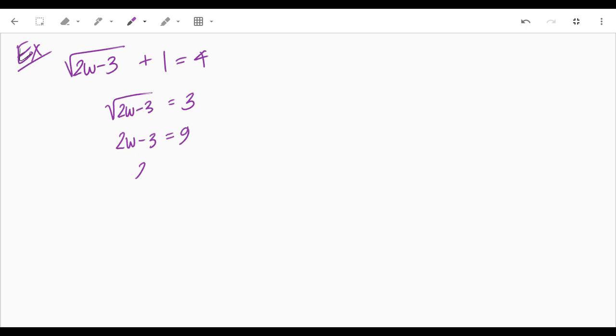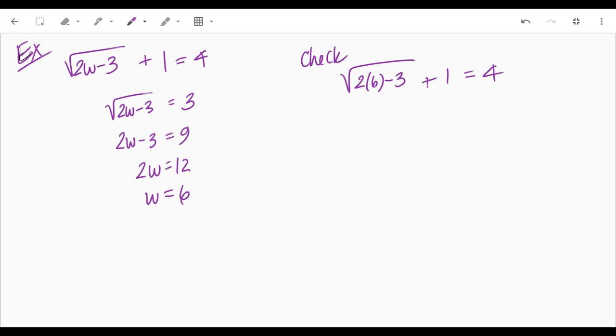All right, we have the square root of 2w minus 3 plus 1 equals 4. Okay, so again, you isolate the radical, so we're going to subtract 1 from both sides. Okay, square both sides, and then solve. So we would get w equals 6, and then we're going to check it. Okay, so we've got the square root of 9 plus 1 equals 4, 3 plus 1 equals 4, and it works. Okay, so w equals 6.